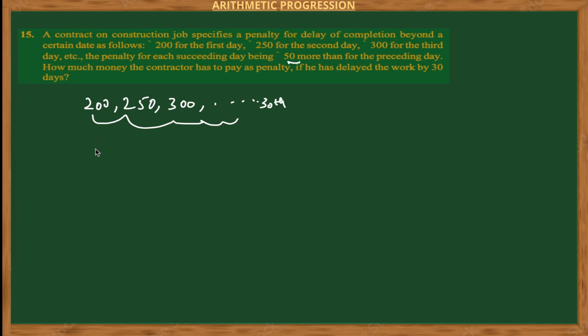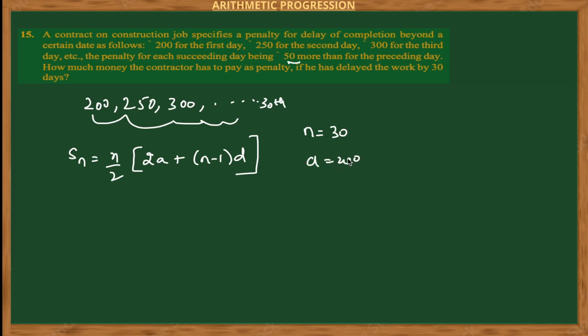So for that we can find the sum by using this formula. Sn is equal to n by 2 into 2a plus n minus 1 into d. Okay, n is given here, it says 30. A is given, yes, A is given 200. Okay, is D given? Yes, you can find the difference here, and also in the question it says more than for preceding, so succeeding, so it's 50. So you can calculate by also subtracting the successive numbers a2 minus a1, you'll get the same.